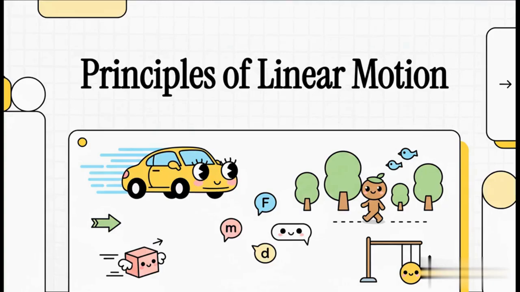Have you ever really thought about what's going on when you're just walking down the street, or when a car zips past you on the highway? It all comes down to a few fundamental ideas about how things move. In this explainer, we're going to break down the basics of linear motion, and you'll probably find it's a lot more intuitive than it sounds.